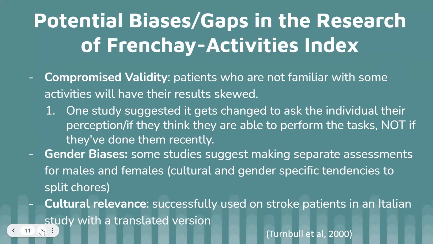However, even though this assessment does have some strong statistical evidence, there are some potential gaps in the research and biases. For example, like I mentioned before, there is compromised validity. So these patients who are not familiar with some activities will have their results skewed. For example, if you gave this assessment to a client who lived in a colder climate and who did not engage in gardening that much, they'd probably rate this as 0. However, it's not that they aren't physically able to do gardening, they just don't. And so this could make the results seem more dependent and less inactive in ADLs than they actually are.